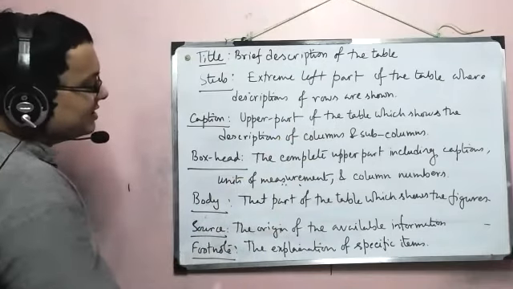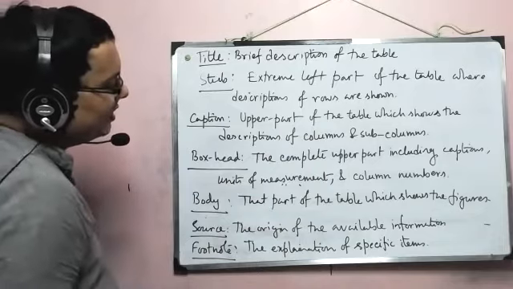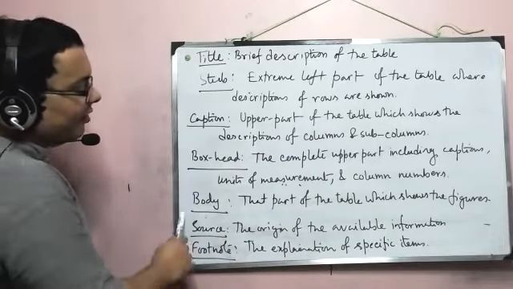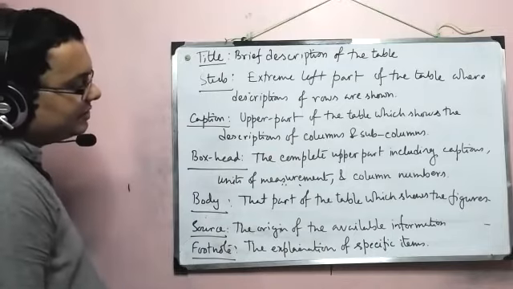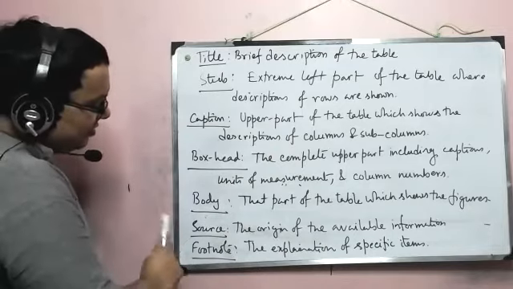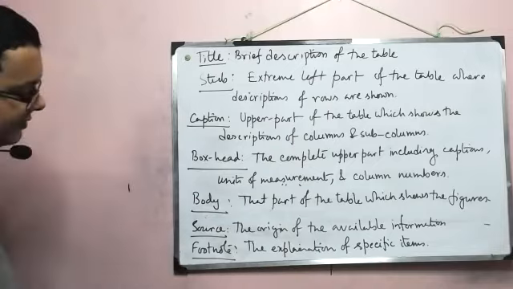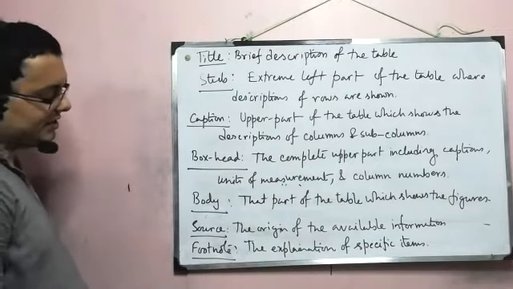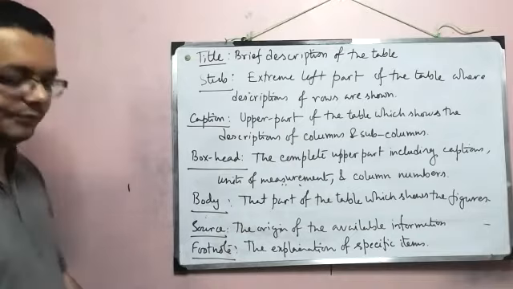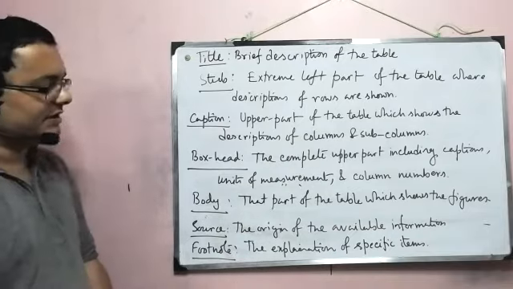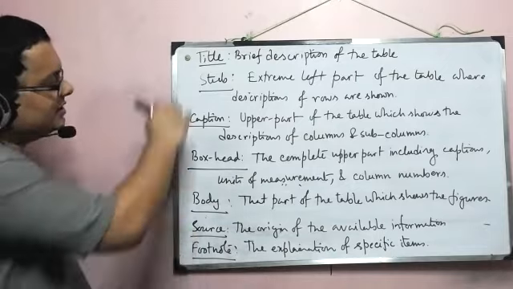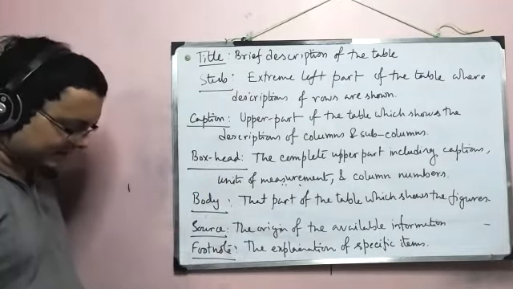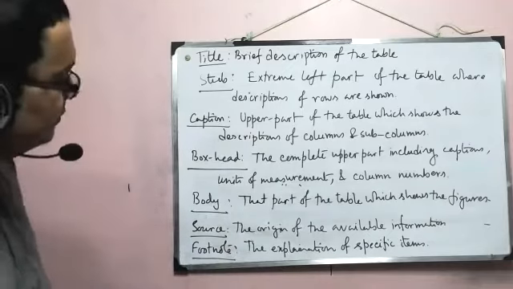Okay, then comes box head, which is the complete upper part, including captions, units of measurement, and column numbers. Then body, that part of the table which shows the figures, source, the origin of the available information, and then footnote, the explanation of specific items. Okay, so now we will go to the criteria of a good table. So I'll erase the upper part, then I'll write something, then I'll erase the lower part, and then again I'll write some points. All right.